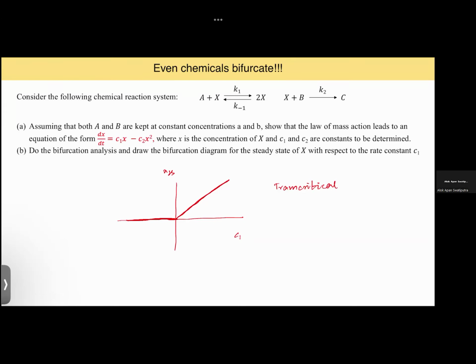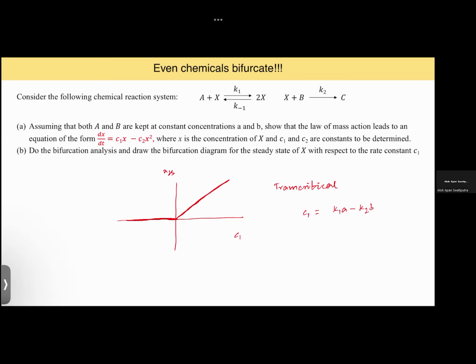Now, how can we think this in terms of physical? Can you tell me what was the value of C1? K1A minus K2B. Okay. Now, if you think in terms of a physical picture, when C1 is negative, what does it mean? That your K2B is higher than K1A.